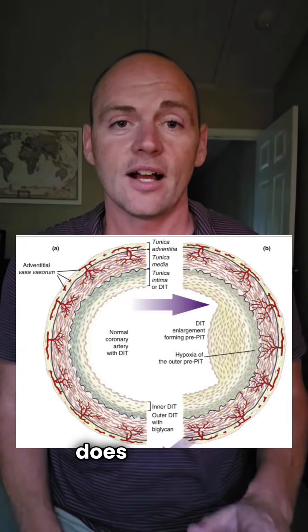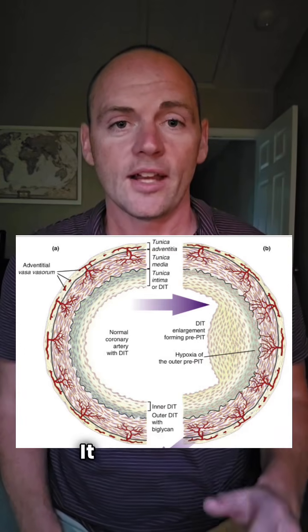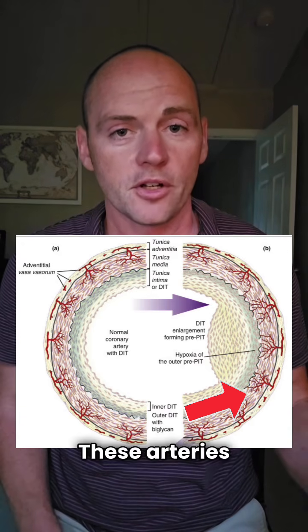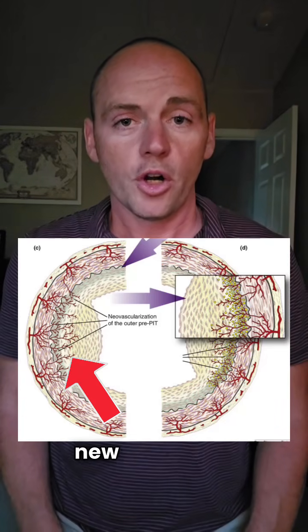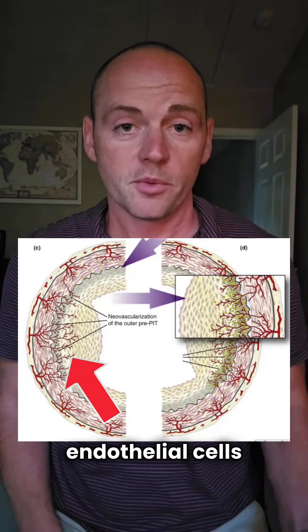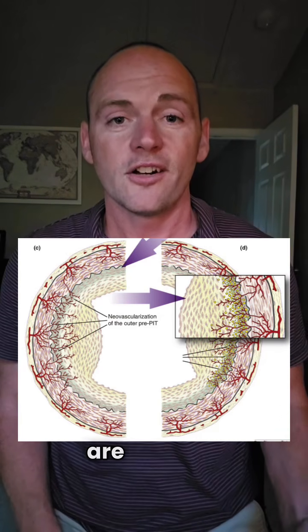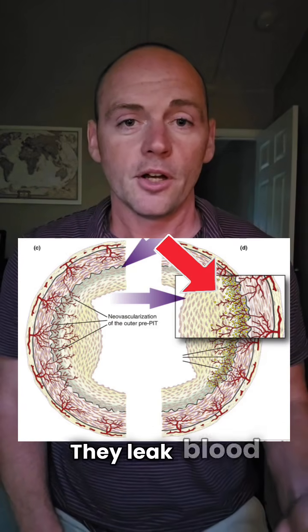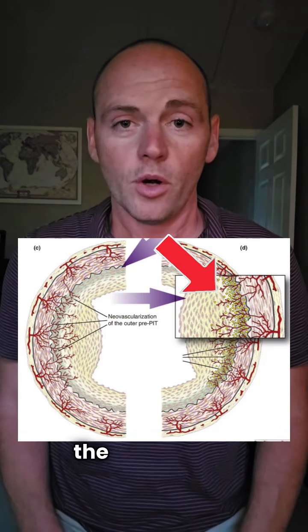That blood supply does not come from the blood in the artery. It comes from the arteries that supply the artery wall with blood. These arteries are called the vasa vasorum. When the vasa vasorum starts to grow new arteries to supply the growing endothelial cells with blood, these new arteries are not fully formed at first, and they start to leak blood. They leak blood right into the intima layer of the artery wall.